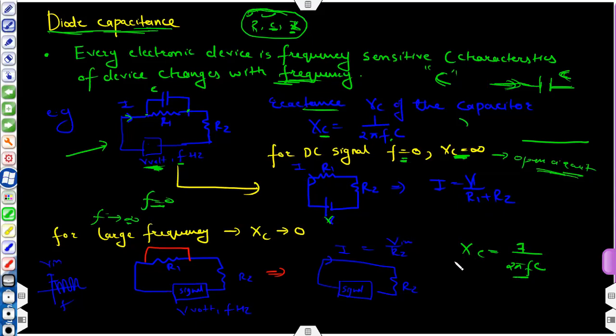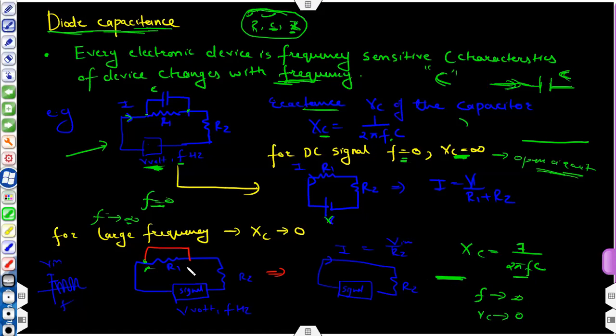Okay, so reactance is 1 upon 2 pi fc. So when f is a very large value, when f approaches infinity, XC approaches 0. 0 means a single wire. Yesterday itself I have told you that whenever resistance or reactance is 0, it means that we have to use a single wire in place of that element. So now this capacitance is replaced by a simple wire.